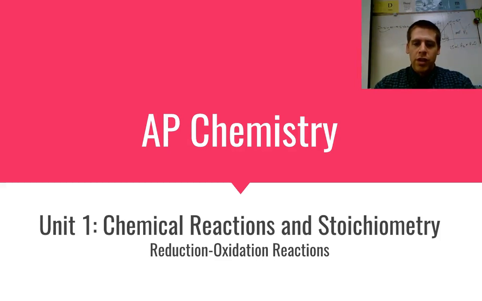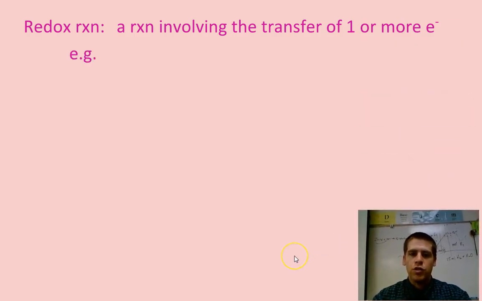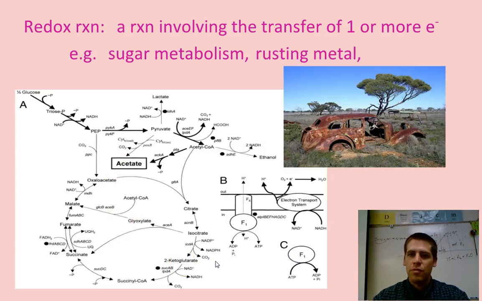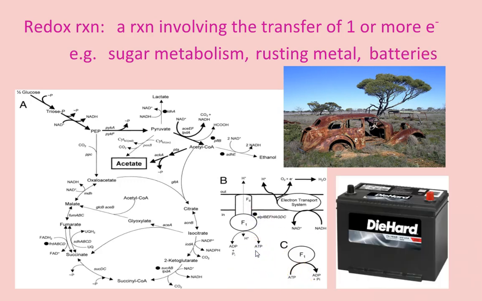Let's talk about redox reactions. A redox reaction is a reaction that involves the transfer of electrons, at least one electron. So there's several examples of this, all kinds of examples in the human body and in biology. Really complex reactions. There's a lot of redox reactions happening in there. Rusting of metal is a redox reaction, and then batteries are also a redox reaction.